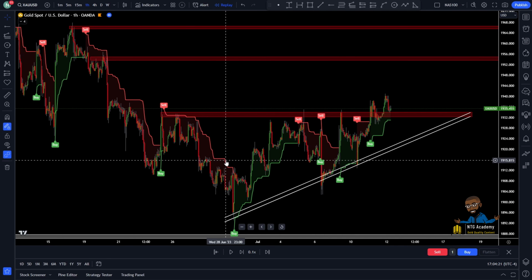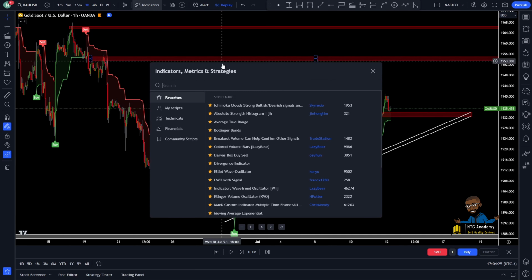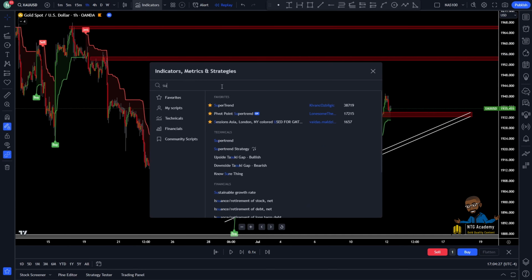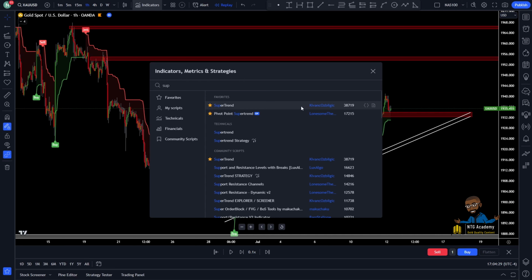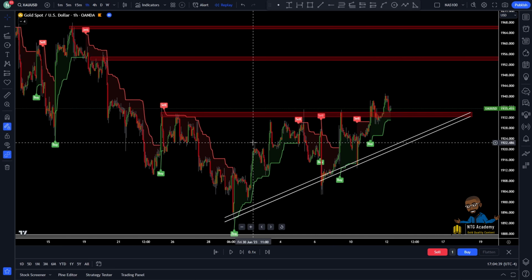So if you guys do have TradingView, okay, you guys want to go up to your indicators, and all you want to do is just search up super trend. Okay, super trend right here. This is the one that I use, okay, by this editor right here. So you want to go ahead and click on that. You can save it if you want, and then your super trend will look just like this.